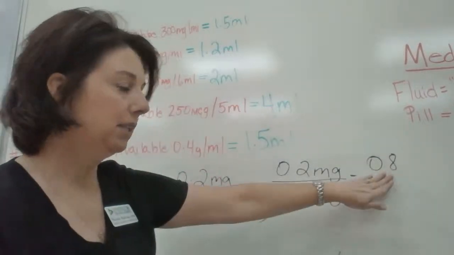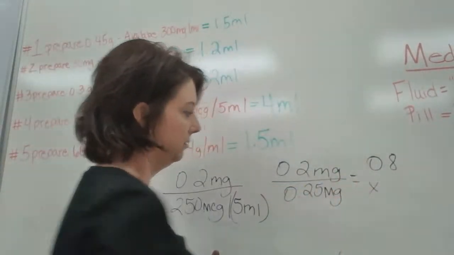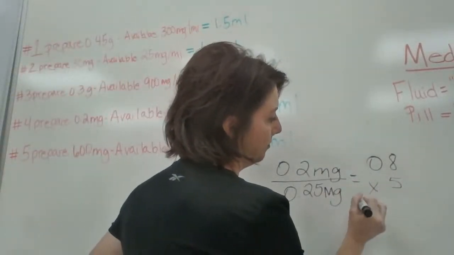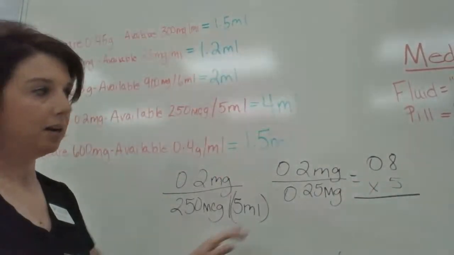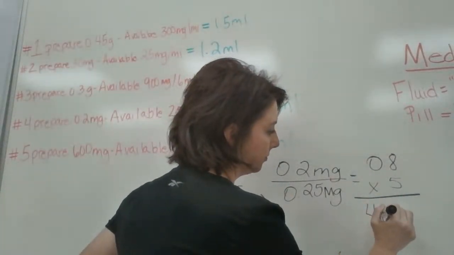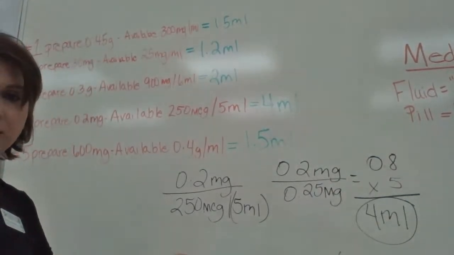So we're going to take 0.8. We have to multiply that by 5. Then your correct answer is going to be 4 ml. And that's how much medication you're going to administer.